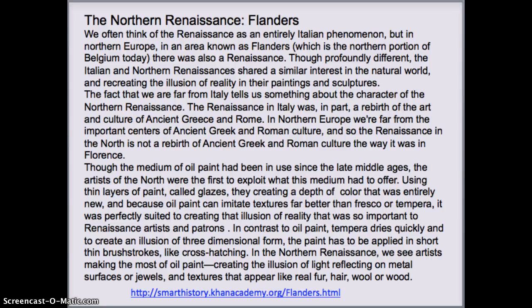So I also mentioned that in the Renaissance in Italy, part of it was a rebirth, or a revival, of interest in the art and culture of ancient Greece and Rome. In Northern Europe, it's really far from the centers of ancient Greek and Roman culture. So it's not a revival of the way we see the figures being represented in this classical revivalist sense. In the North, that's not the case. So what does the art look like?